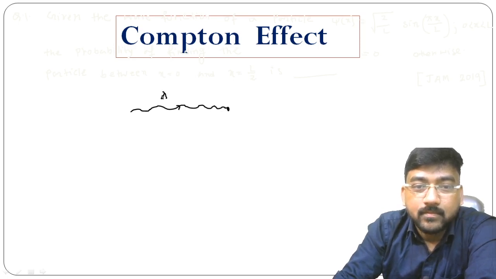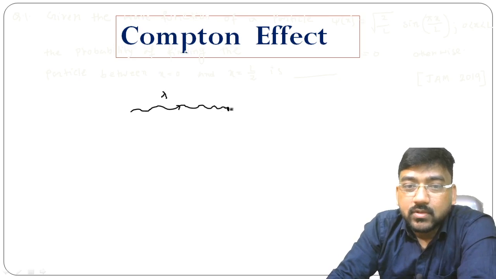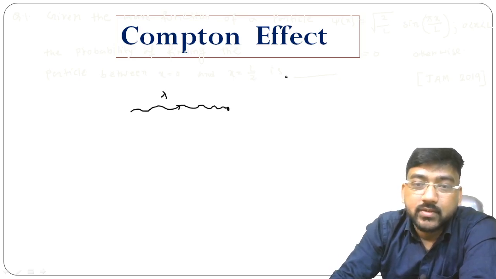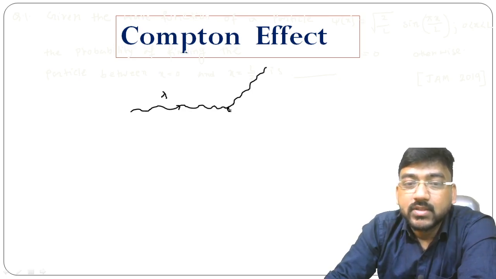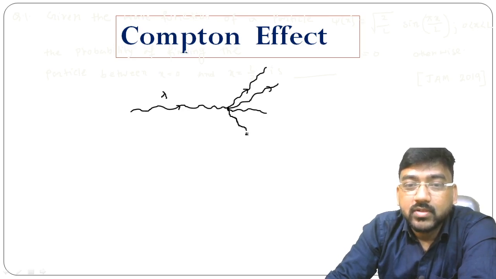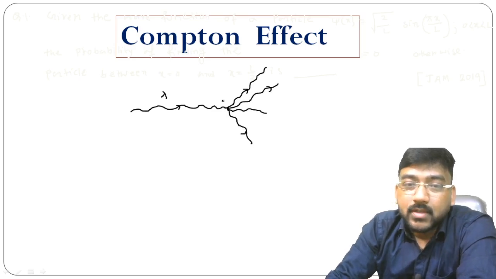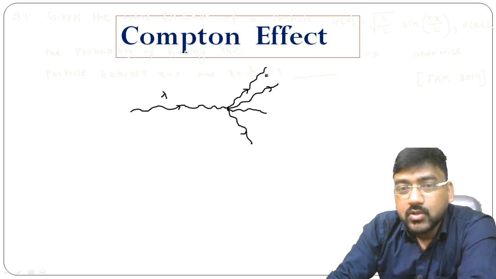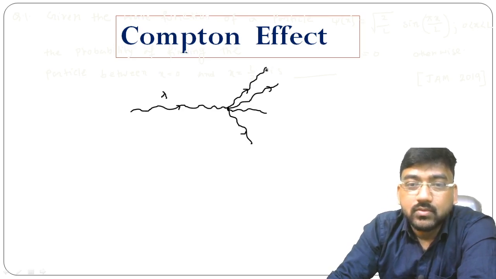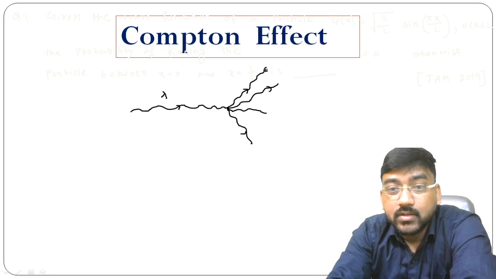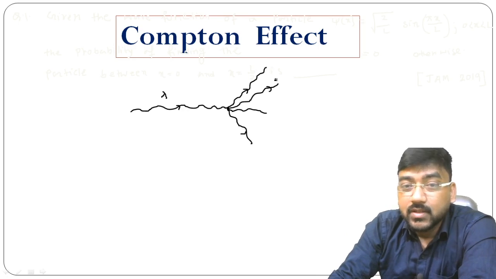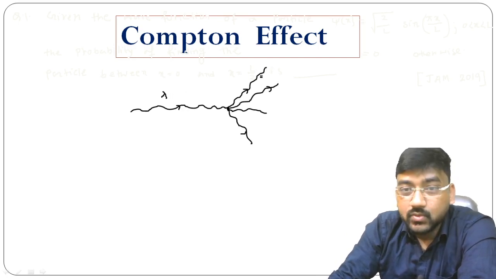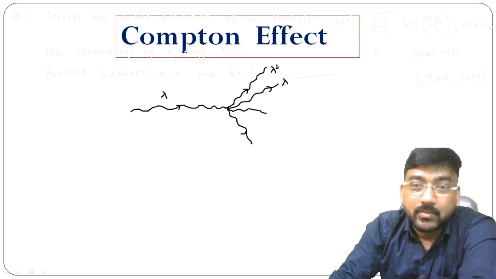The incident photon has wavelength lambda. Now, if you observe the scattered photon at different angles, suppose this is one of the scattered photons, like this. Compton did this: he observed the scattered photon in various directions, and he found that in two directions there is an intensity peak of the scattered radiation, and those peaks are at lambda and lambda dash.